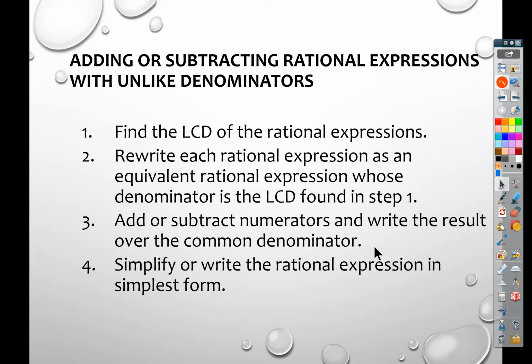Find the LCD of the rational expressions. Rewrite each rational expression as an equivalent rational expression whose denominator is the least common denominator found in step 1. Add or subtract the numerators and write the result over the common denominator, and then simplify or write the rational expression in simplest form.